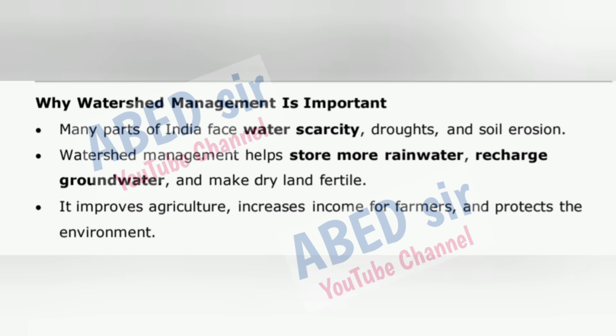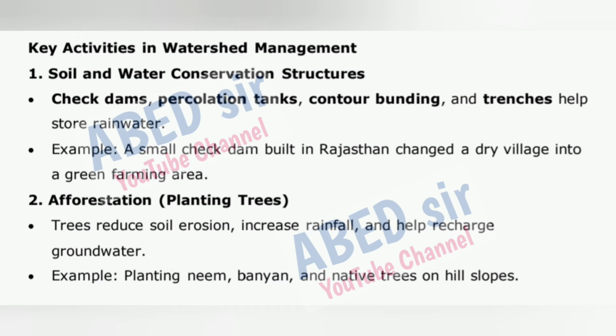Why is watershed management important? Many parts of India face water scarcity, droughts, and soil erosion. Watershed management helps store more rainwater, recharge groundwater, and make dry land fertile. It improves agriculture, increases income for farmers, and protects the environment. Key activities in watershed management.